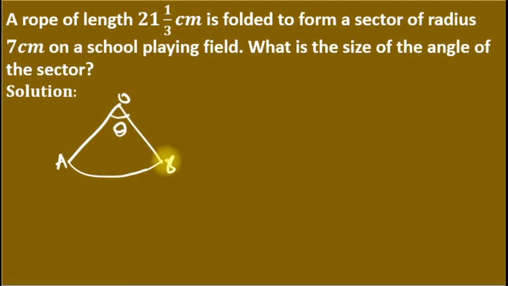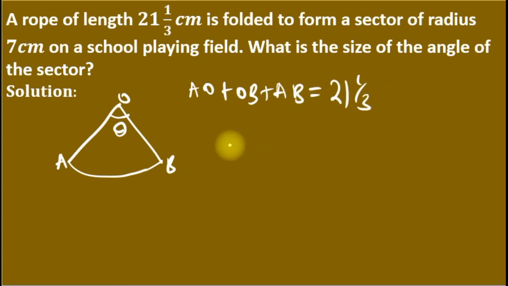But remember the total length: AO plus OB plus AB must give us 21 1/3. And the radius is 7, so each of these is 7. So we are now asked to find theta. Since here is 7, what is left here should be 7 1/3, for it to be 21 1/3. But this is 14, and 14 plus 7 is 21.